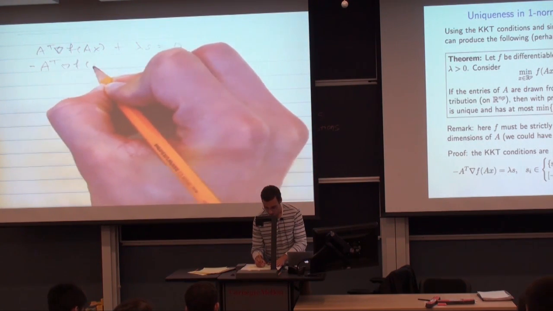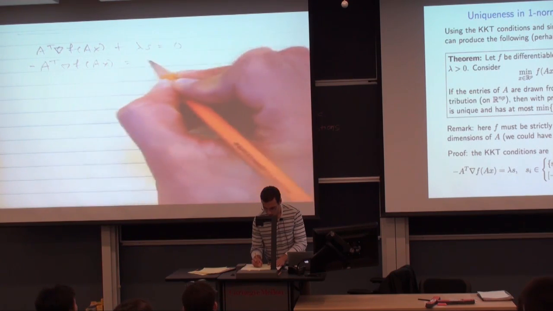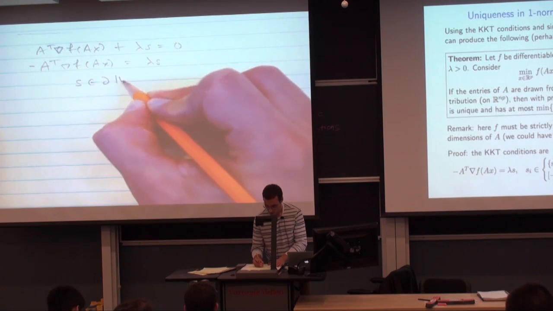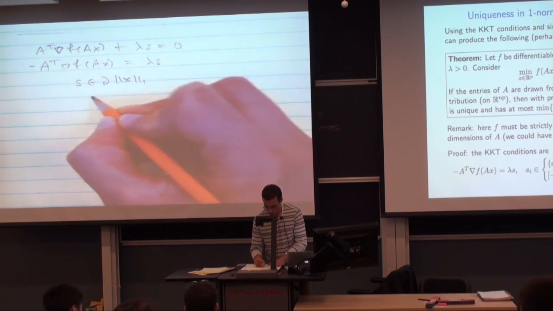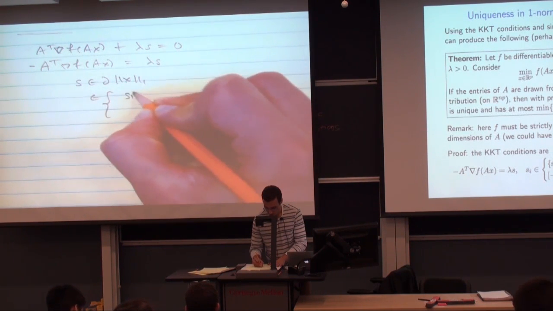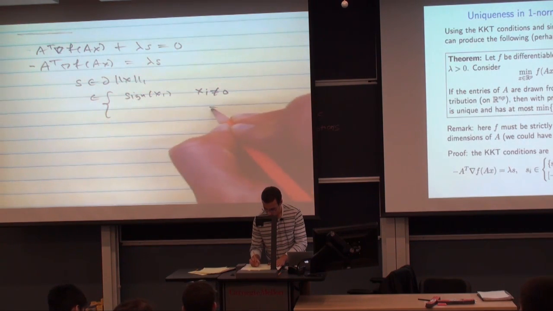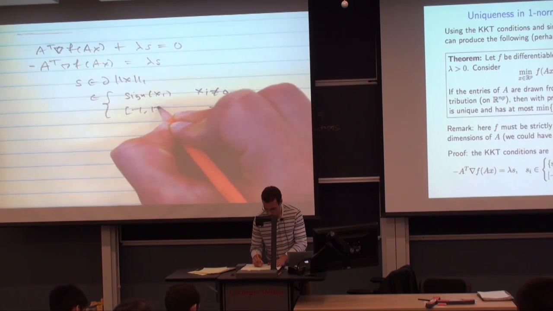And now I'm going to put this on the other side and just look at it like this. Right, and s is the subgradient of the 1 norm, which means that it's either equal to the sign of x_i if x_i is non-zero, and if it's equal to 0, it's anything in minus 1, 1.